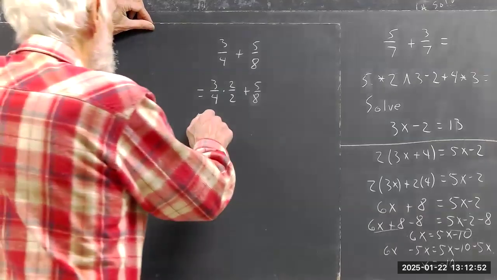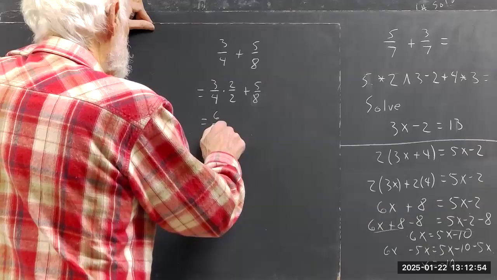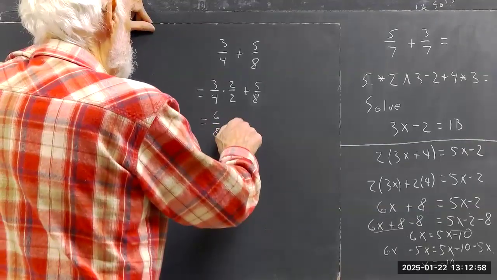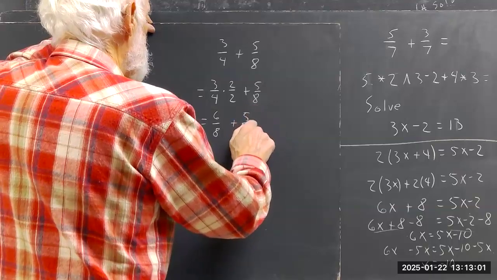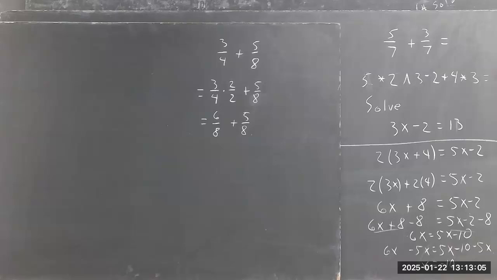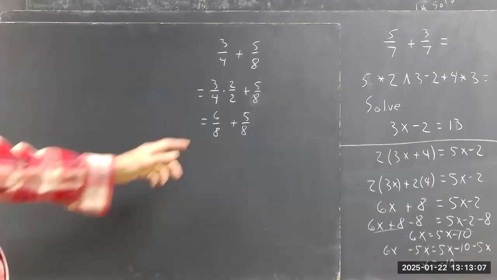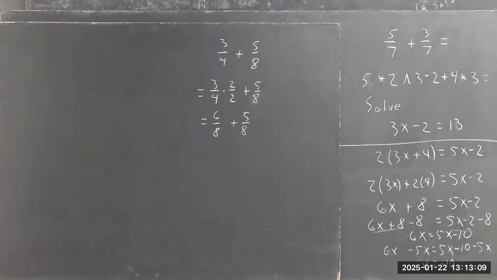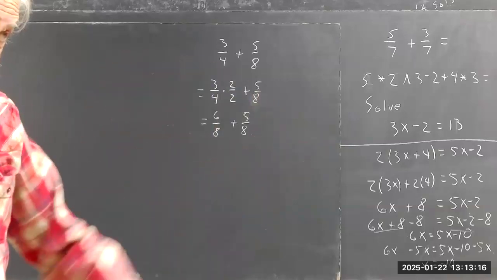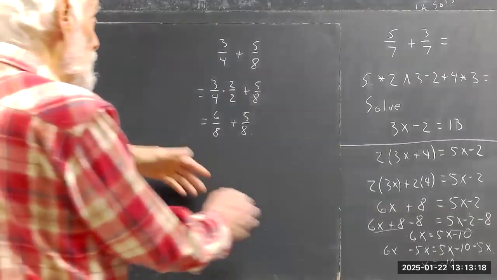But now it's 6/8. I had to use 8, didn't I? Plus 5/8. And now the denominators match up. So I just say, well, how many 8ths do I have? I have 6 of them, and I have 5 of them. It means I have 11 of them. 11 what? 11/8.